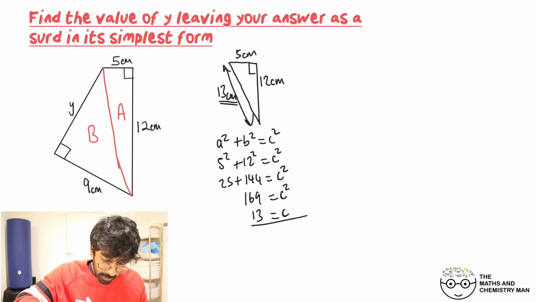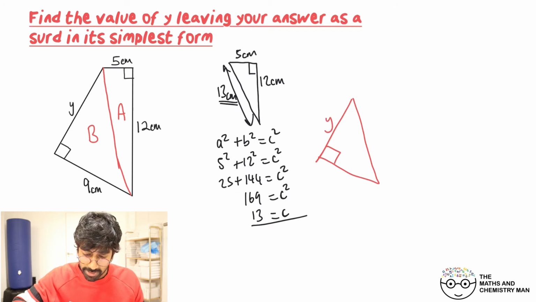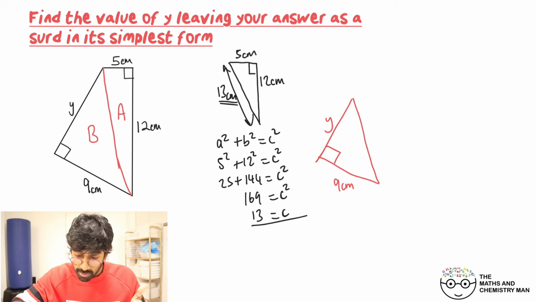So let's do that now. Let's maybe redraw B as well. Let's do that one over here. So there, there, and there. There's your right angle. This is Y. This was 9 centimeters down the bottom. And now you know we found this side here to be 13 centimeters.